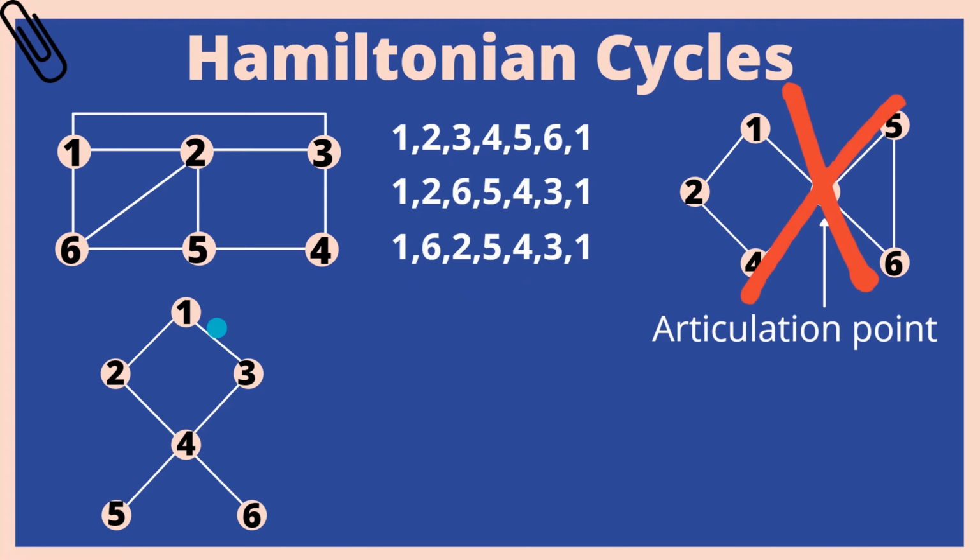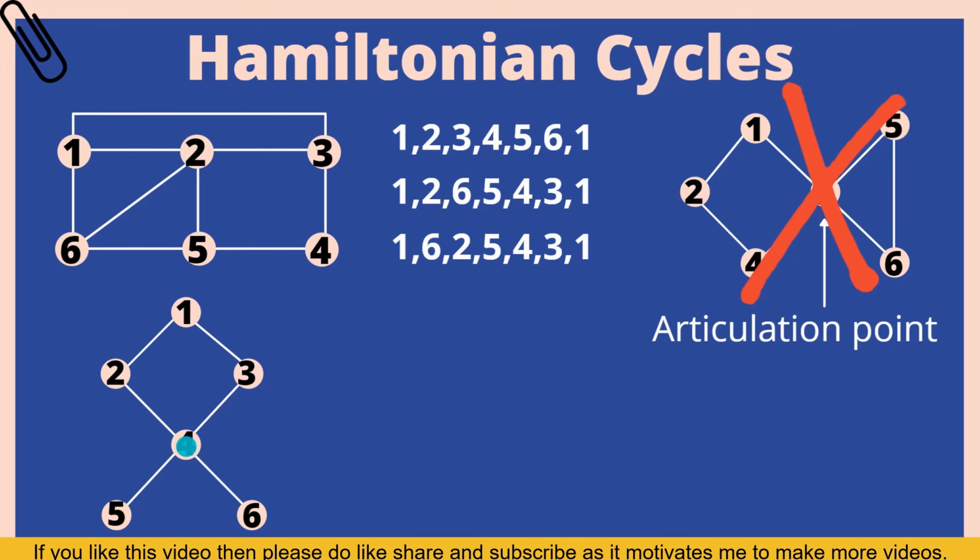Now moving to the next example. Can we find any Hamiltonian cycle in this graph? Again no, because if we move from 4 to the next vertex, 5 or 6, then again we have to return to the fourth vertex. So this condition is known as a pendant.